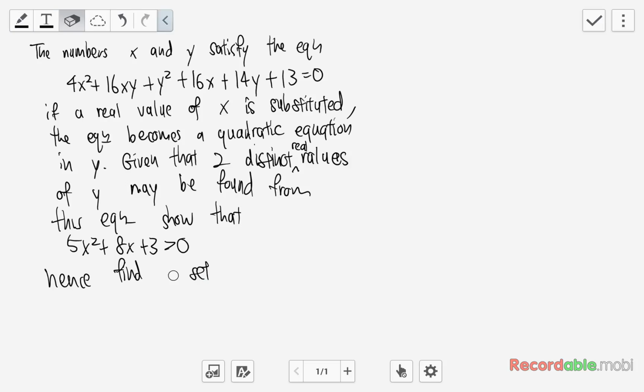and hence find the set of possible values of x.